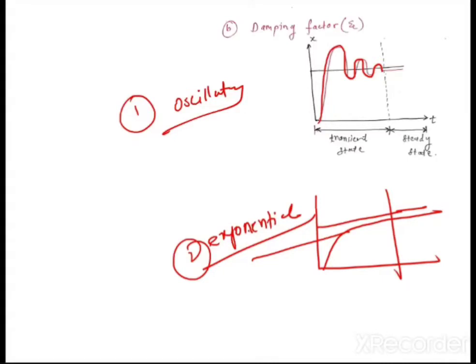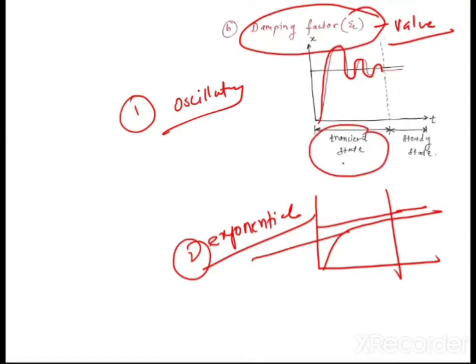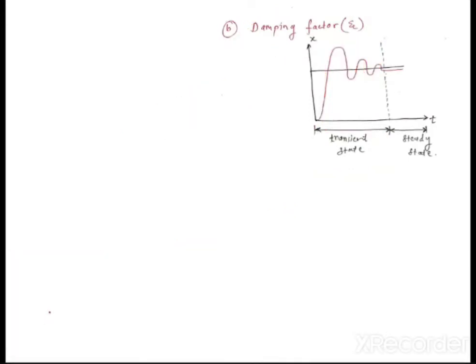And whether it is exponential or oscillatory depends upon this factor zeta. Zeta means what? The value or magnitude of zeta will give you either an oscillatory or an exponential response of whom? The transient state. Means what? In the transient state, either the system will oscillate or the system will come to the steady state exponentially. I hope it is clear to you.